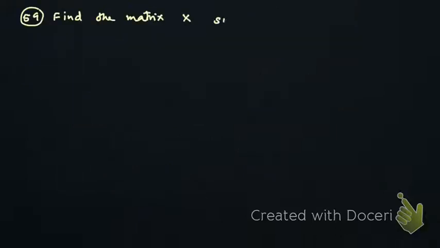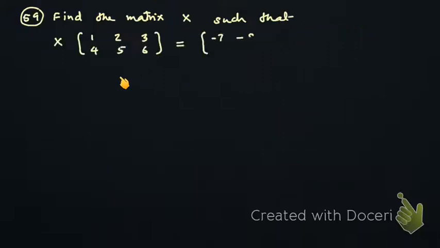Look at this question. Find the matrix X such that X, a matrix, into a 2 by 3 matrix is equal to another 2 by 3 matrix. And I am supposed to find this unknown matrix. And if I want to figure out what this matrix X is, the first thing is I should decide upon its order. I need to find the order of this matrix X.